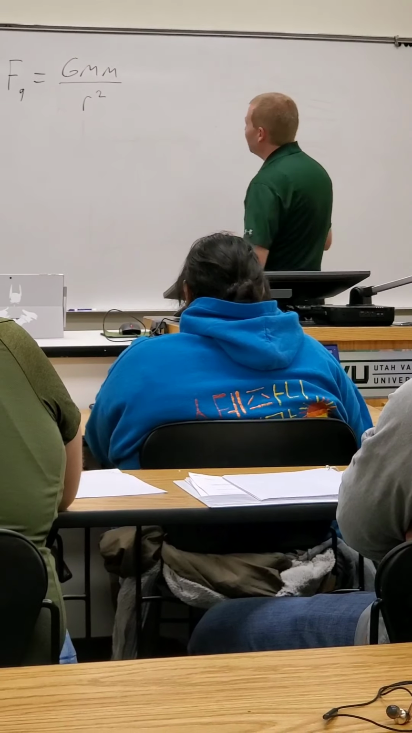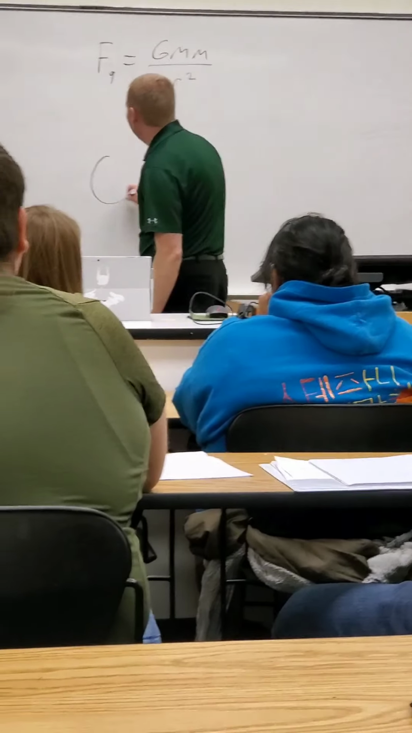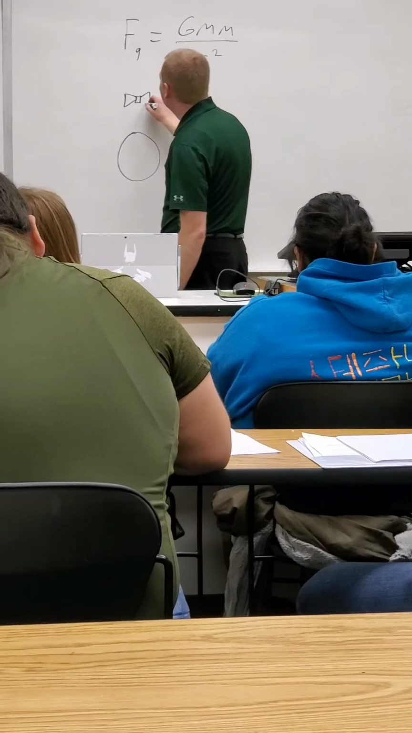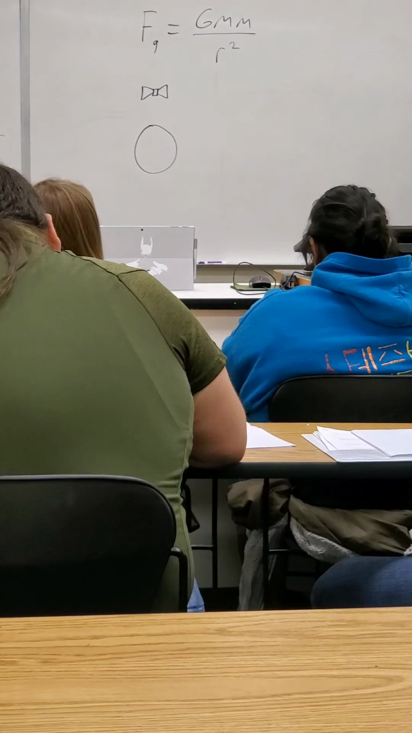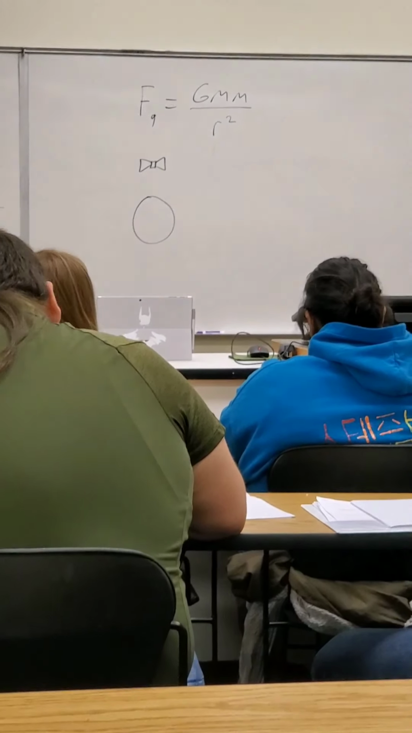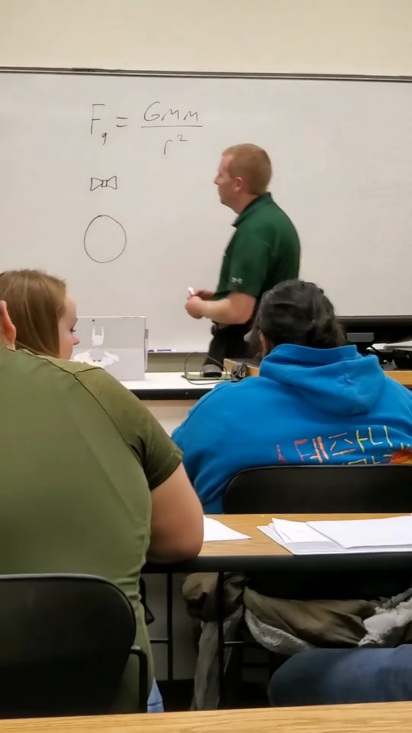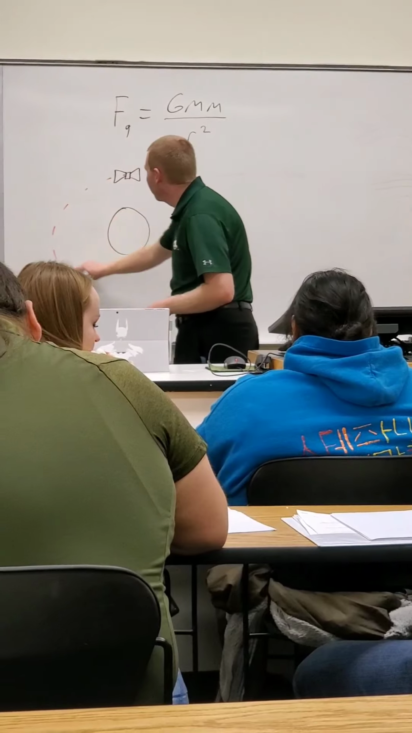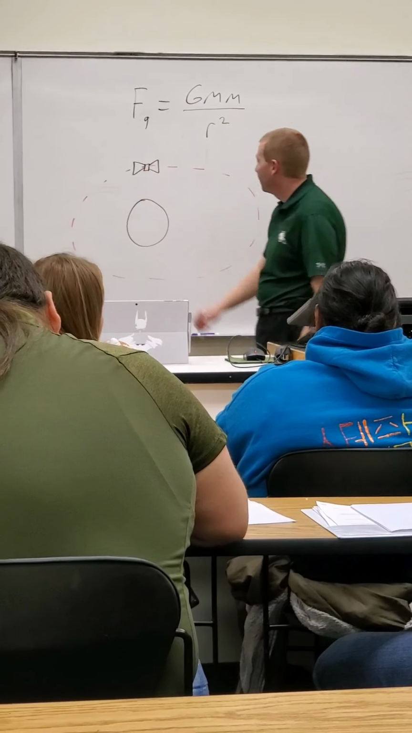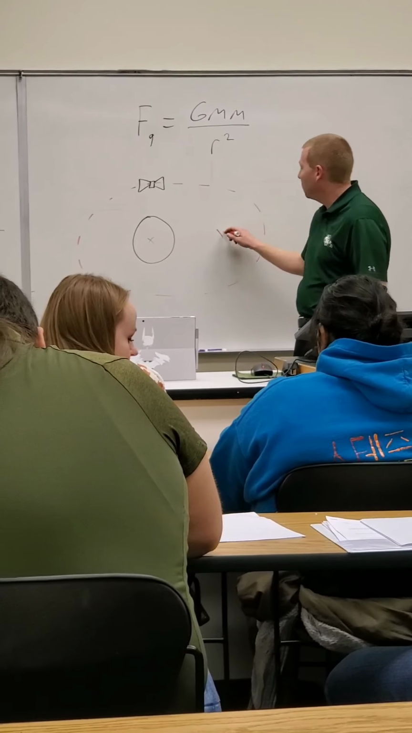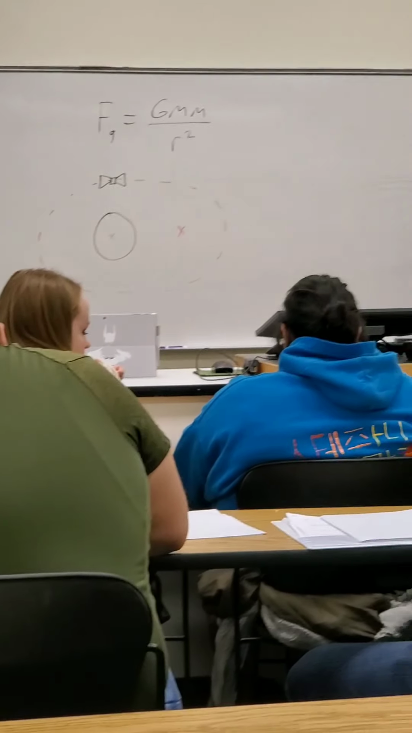Let's say I got like a planet, and I got a satellite. What do Kepler's laws say? Kepler's first law says that things go in ellipses, where the thing you're orbiting around is at one of the foci, and there's nothing at the other focus. That's Kepler's first law.